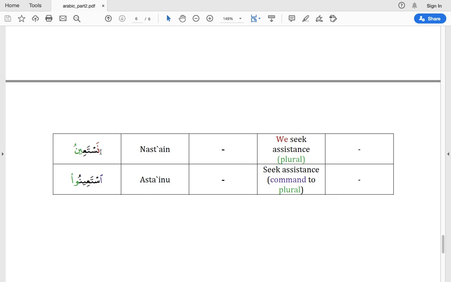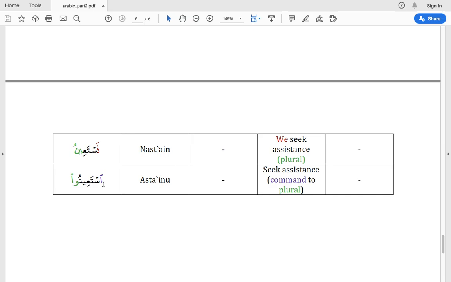Now, we already established noon. Noon means we, okay? Noon, sin, ta, ain, ya, noon. This is starting to get complicated here, so don't worry about the rest of it. We're just interested in the beginning and at the end. Ya, noon, it means it's a plural. And noon means we. So we seek assistance. It's a plural, okay?